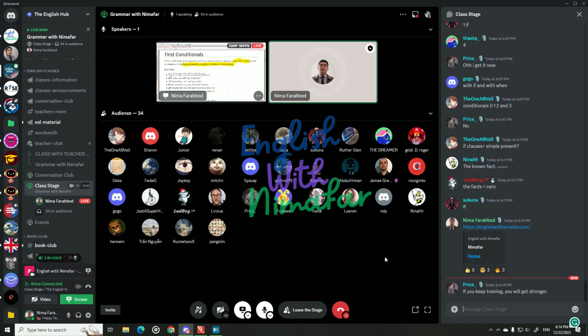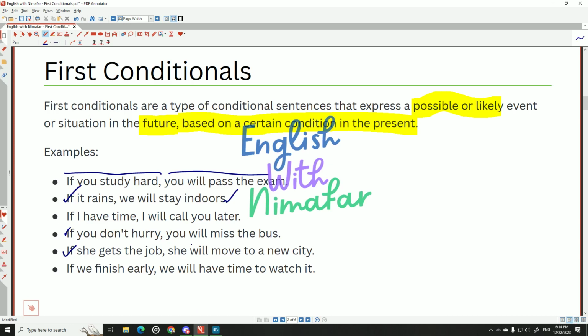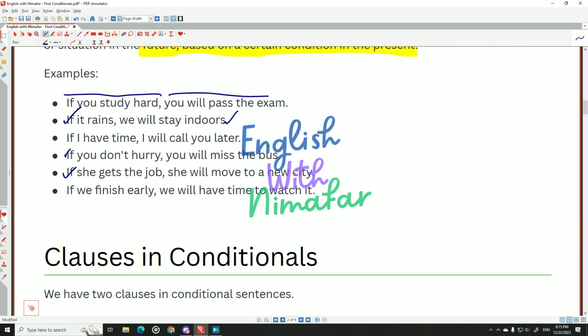Thanks for your reactions, thank you very much. If you keep training, you will get stronger. Something like this, yeah. So if you study hard, you will pass the exam. You need to do something in order to get the kind of result you want, passing your exams.